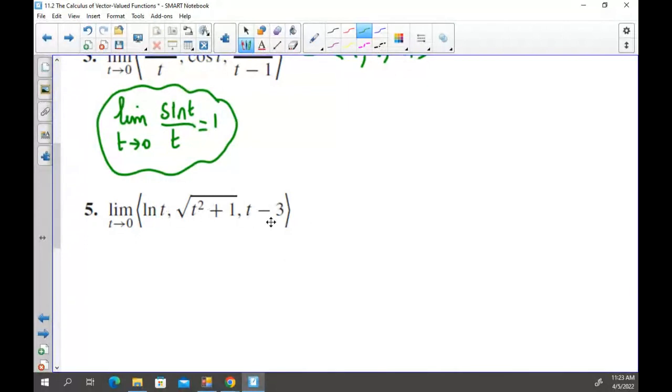This one, on the other hand, does not exist, because ln of t, as t approaches 0, really does not exist. So this limit, yes, we can say does not exist.